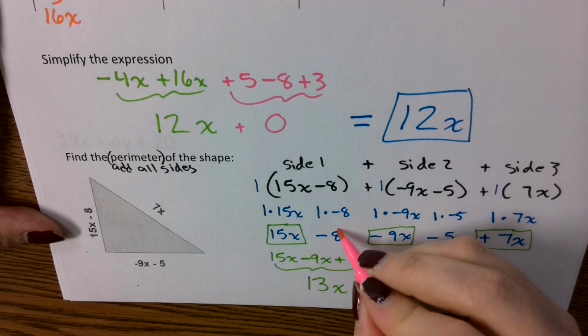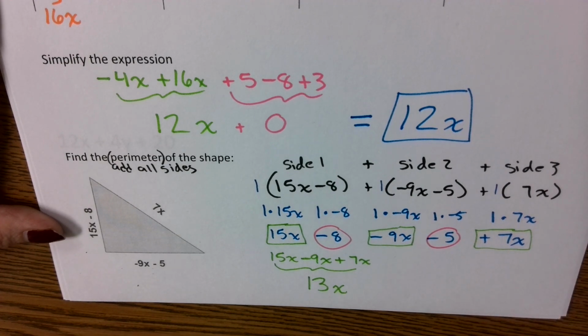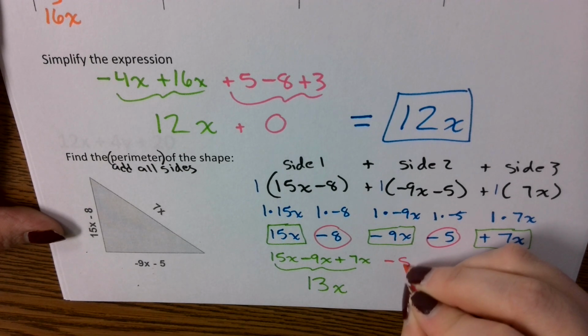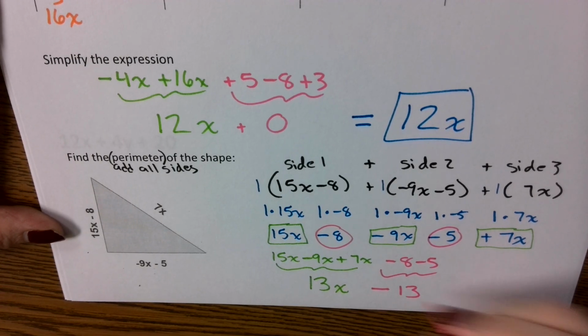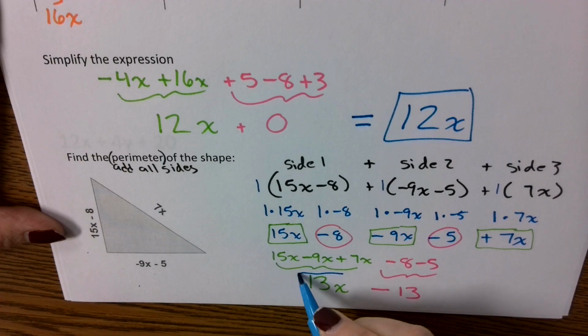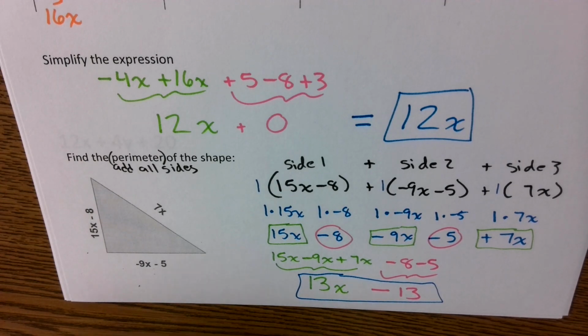Okay, what about negative 8? Negative 8 has a friend, right? Negative 5. Negative 8 and negative 5 are friends. So negative 8 and negative 5, when we combine those together, it's negative 13. So there's our final answer. The perimeter of that triangle is 13x minus 13.